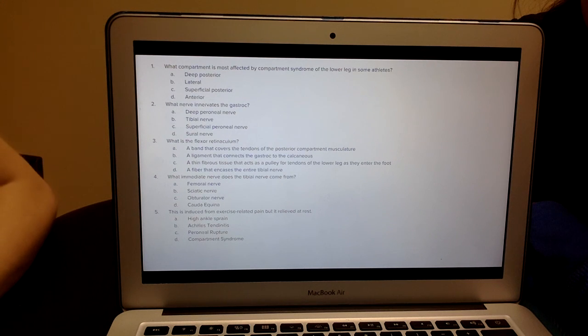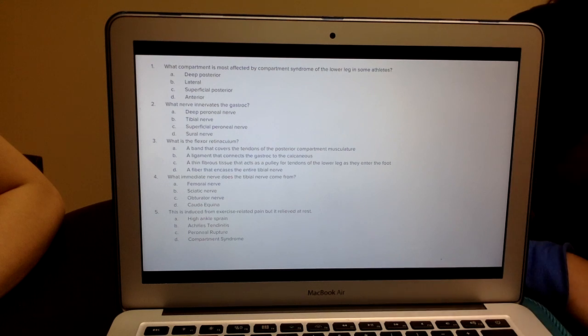Number 2, what nerve innervates the gastroc? A, is it deep peroneal nerve? B, is it tibial nerve? C, is it superficial peroneal nerve? Or D, is it the sural nerve? And the correct answer to that is B, which is the tibial nerve.